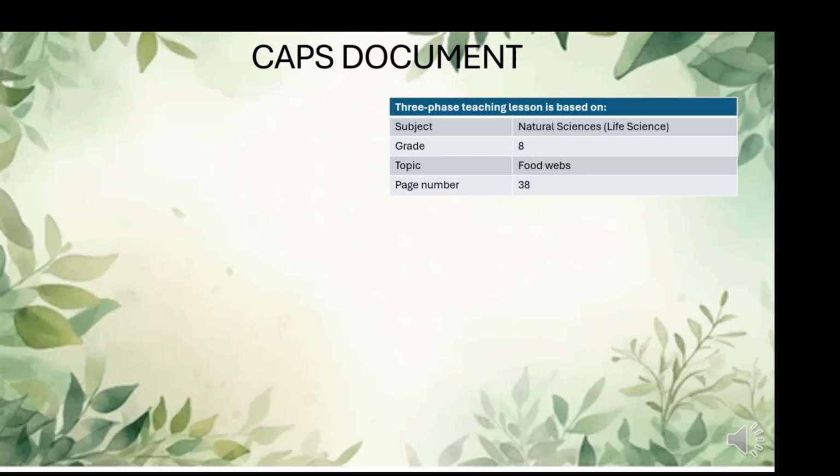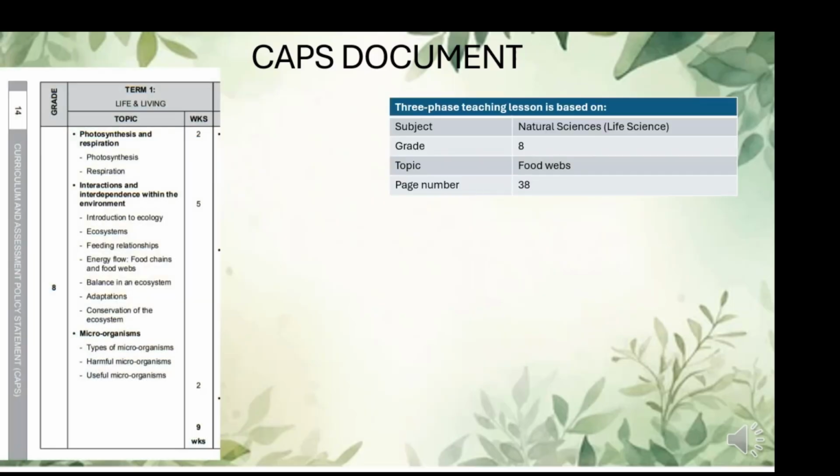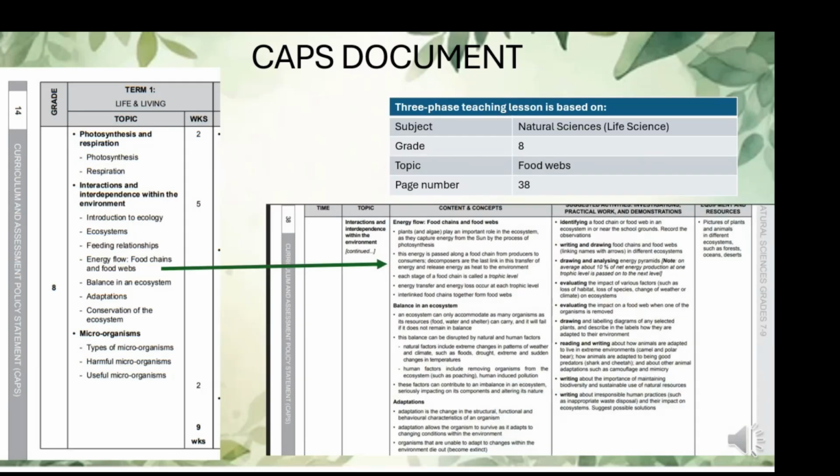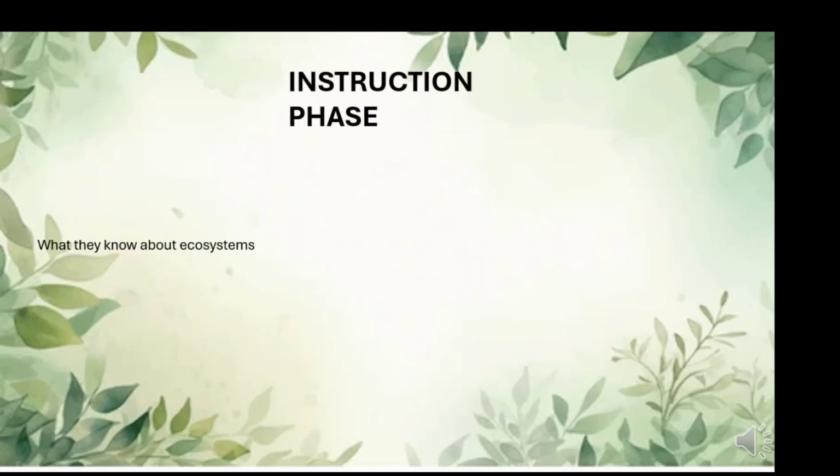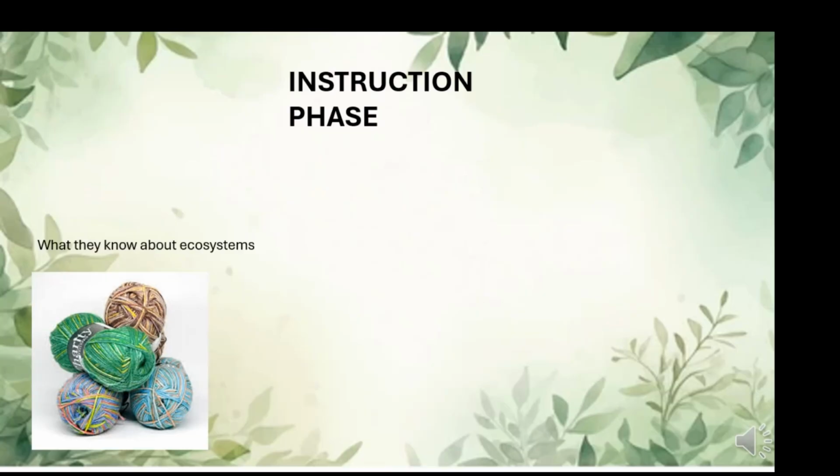In this three-phase teaching lesson, which is based on the natural sciences for grade 8, focusing on food webs as a topic, which can be found on page 38 of the CAPS document, learners will use what they already know about ecosystems and the idea that all living things are interconnected and that understanding ecosystems helps us care for the planet and each other.